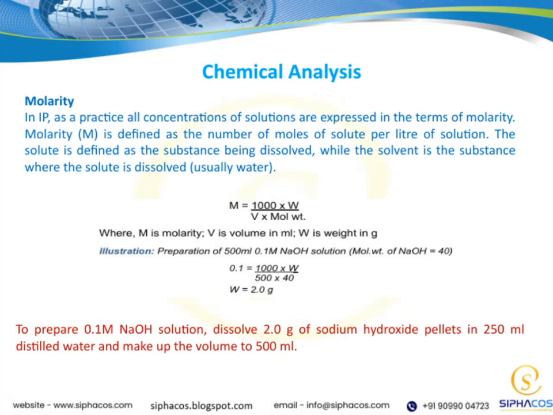To prepare a 0.1 molar sodium hydroxide solution, we start by dissolving 2 grams of sodium hydroxide pellets in 250 milliliters of distilled water. Once the pellets are fully dissolved, we then make up the total volume to 500 milliliters. This ensures the concentration is accurate and consistent.